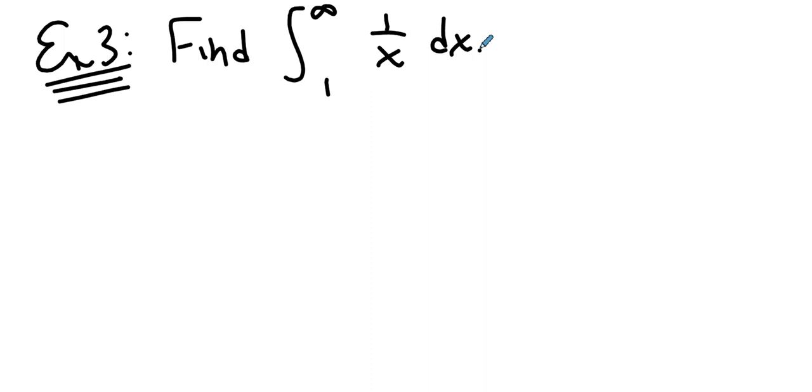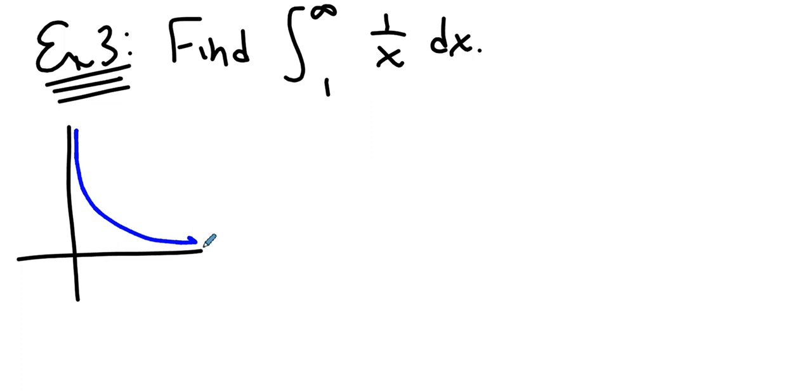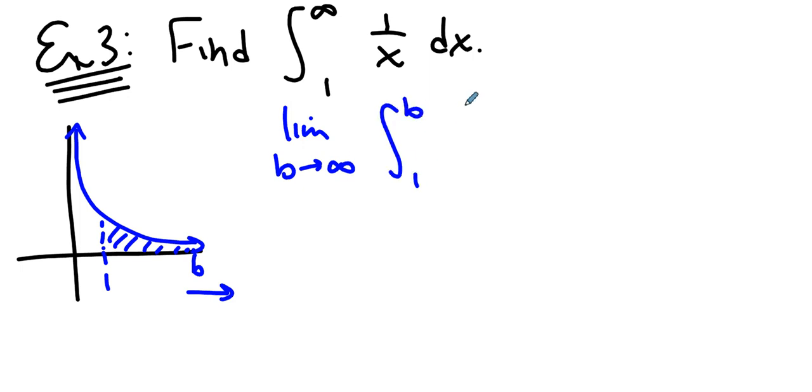Well, how do we do this? Well, to be clear, this is 1 over x. Here's 1. We want that area. We can't find that area, so we go to b, and then we push b. This is the limit as b goes to infinity of the integral from 1 to b of 1 over x dx.